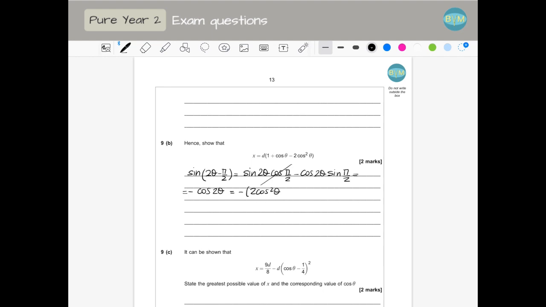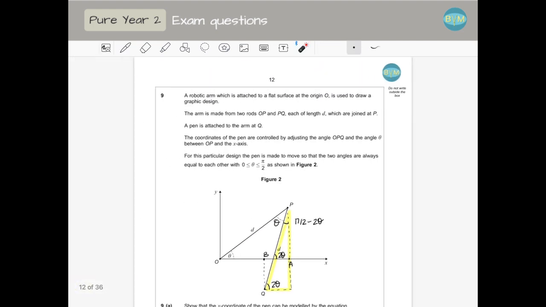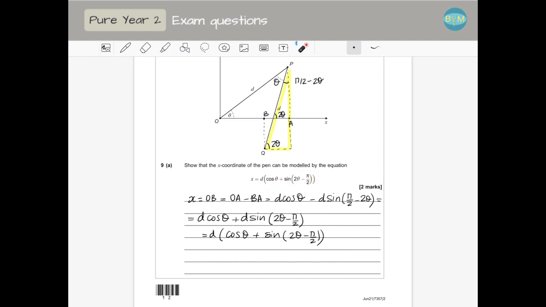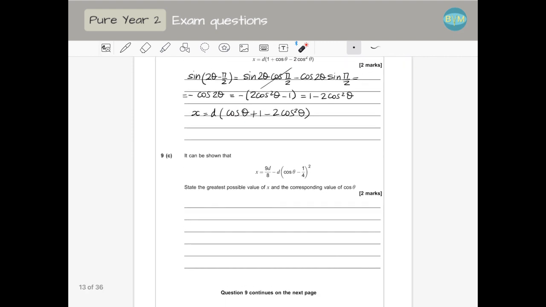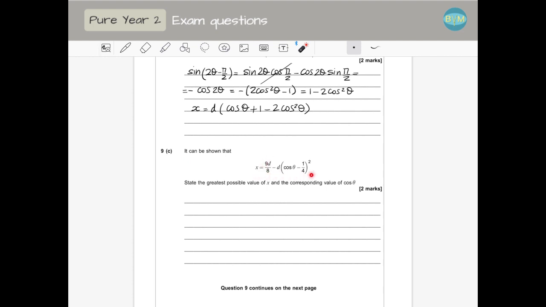Remember, the addition formulae are in the formula booklet. The double angle ones are not, but they are very easy to deduce. So we can write that this is just expanding the bracket, 1 minus 2 cos squared theta. So this is this bit here, and I have the cos theta. So I can say that x is cos theta plus 1 minus 2 cos squared theta, which is precisely what we have to prove. So 1 plus cos theta minus 2 cos squared. Then it can be shown that x can be written this way.